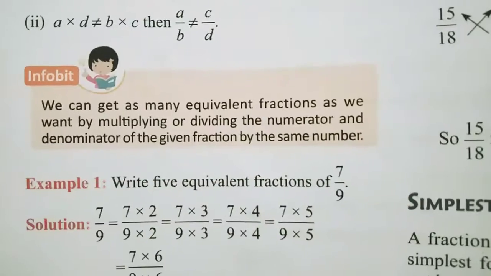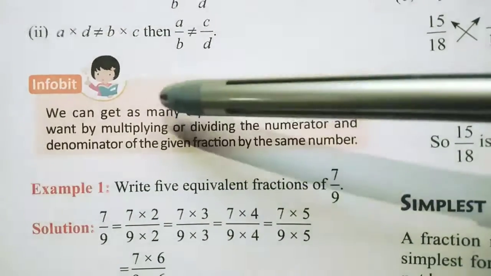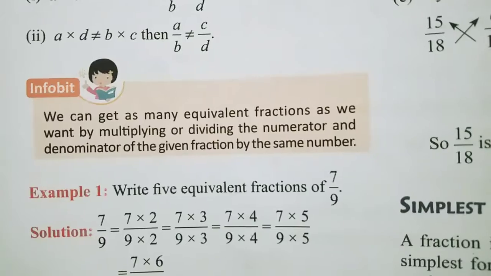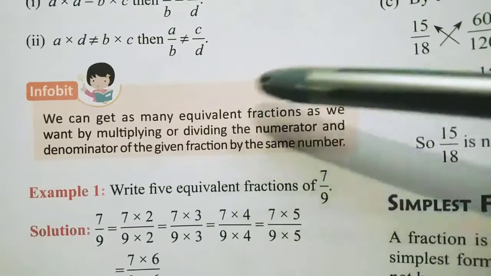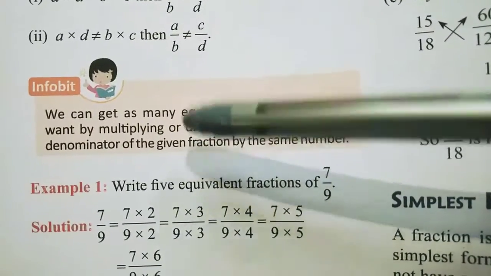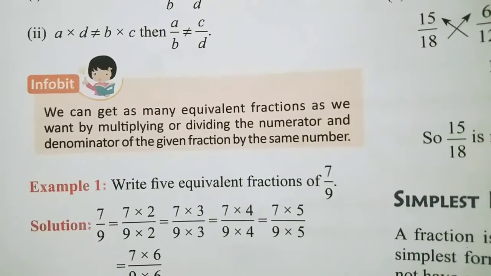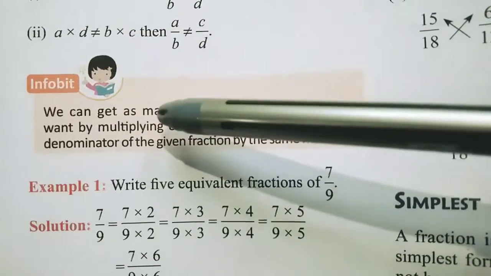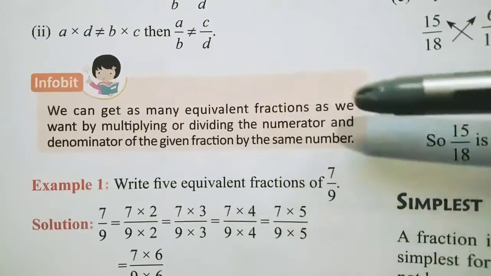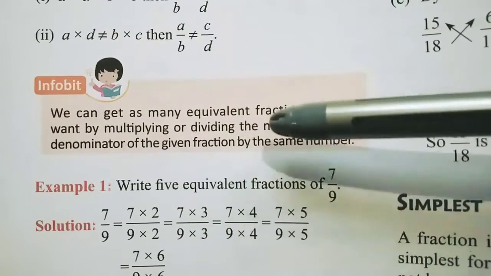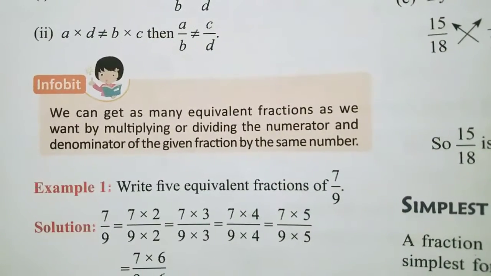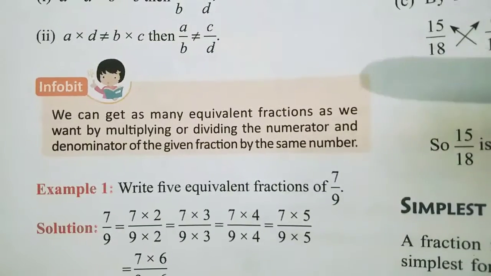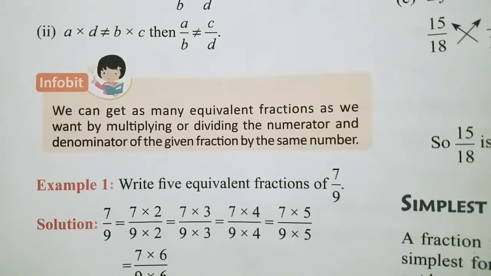Understood now? Now the next, here it is given: how can you obtain equivalent fractions? How can you make equivalent fractions? So we can get as many equivalent fractions as we want. That means an infinite number of equivalent fractions we can get. How? By multiplying or dividing the numerator and the denominator of the given fraction by the same number. If you multiply or divide the numerator and the denominator by the same number, then we will get an equivalent fraction.